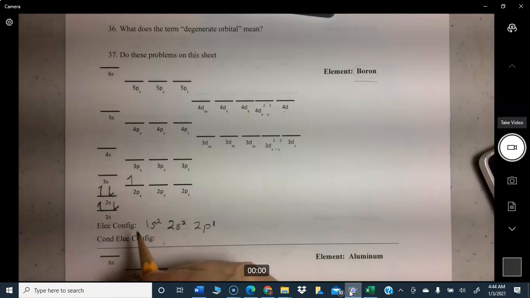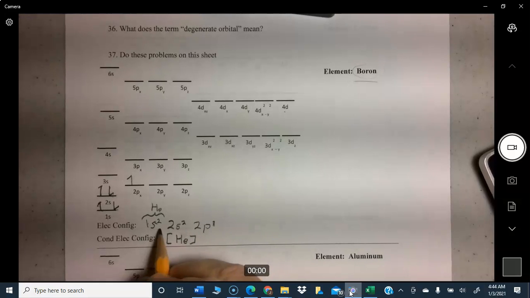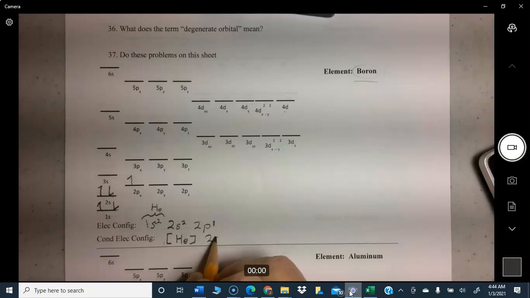So you come back here, and in a square bracket, you always use square brackets to do this, you write He. Now these two represent helium right here. That's helium. 1s2, that's the end of the first row, that's helium. Then you just write the rest of it after that noble gas. So it's 2s2 and 2p1. Now you say that isn't any shorter than that, but it will be when we get to elements further down the periodic table. Okay, so that completes that problem.